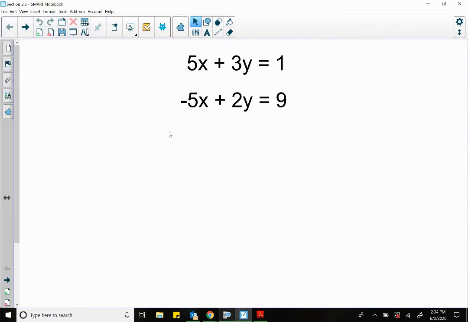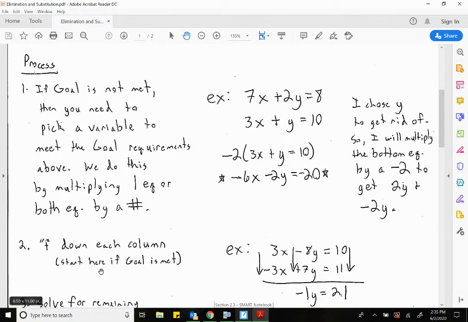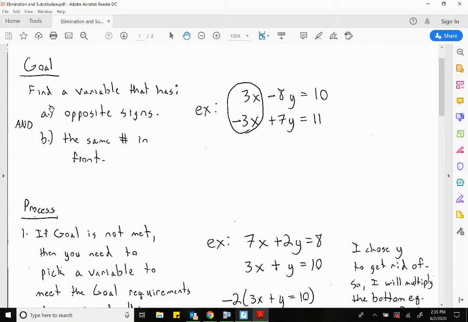So right here, this is what one of your problems is going to look like. The first thing that you need to establish is: is the goal met? Because if the goal is met, you're going to skip right to step 2. If the goal is not met, then we will start at step 1. So the question is, is the goal met? Well, here's how you're going to know.